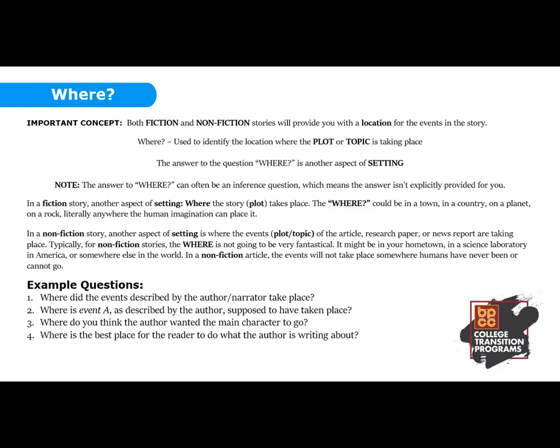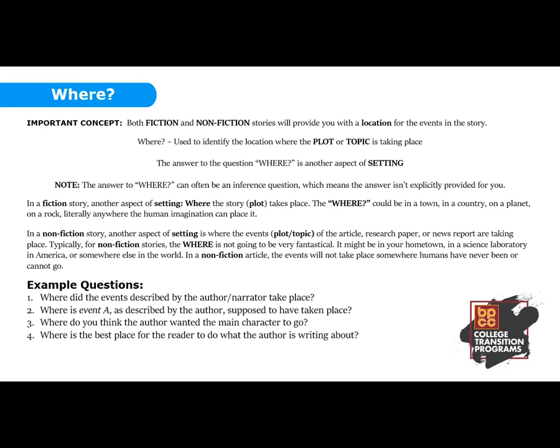Where? Both fiction and nonfiction stories provide you with a location for events in the story. Where did that happen? Where is used to identify where. Where is another aspect of setting. So we have when and we have where, and those together give us setting. Just like with when, where is often not always explicitly told to us, right? The where could be a town, a country, a planet in a fiction story, anywhere you can imagine. The author is going to describe the setting rather than often tell it to us, right?